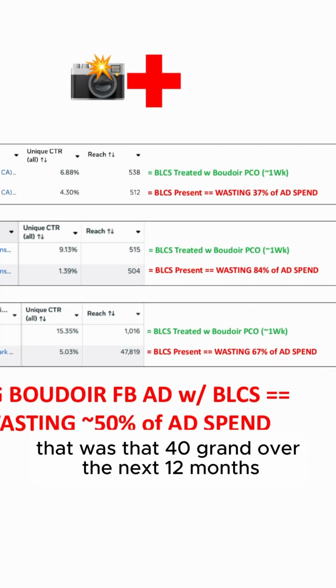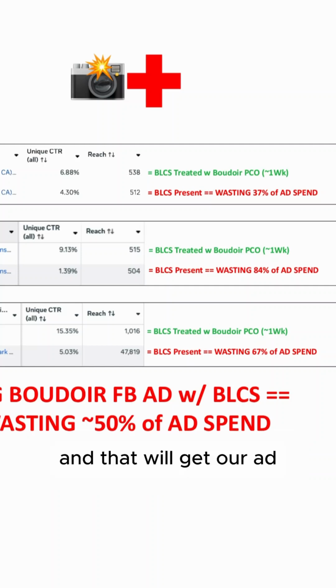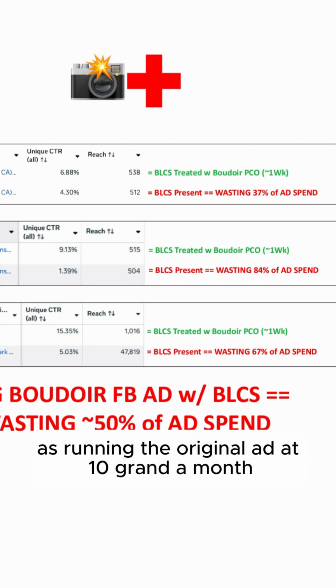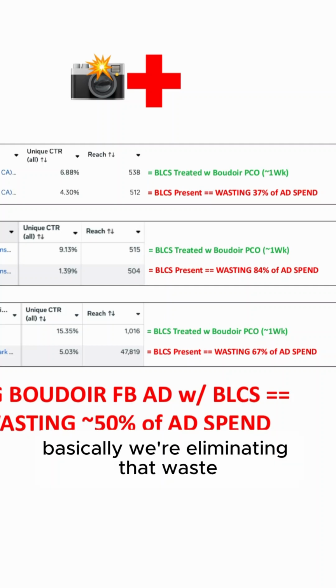So pocket that, what's that, 40 grand over the next 12 months, kind of phantom profit back in the business owner's pockets. And that will get our ad into the same number of women's brains as running the original ad at 10 grand a month. So we're basically eliminating that wasted ad spend, putting it back in our pocket.